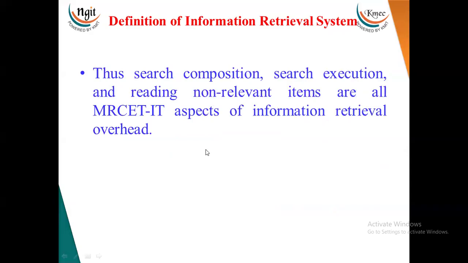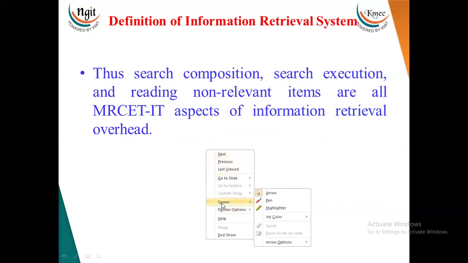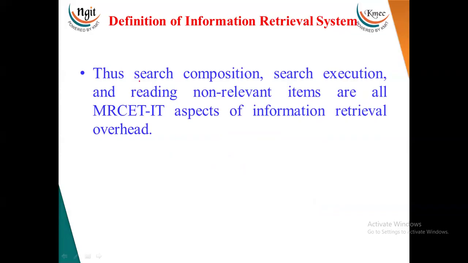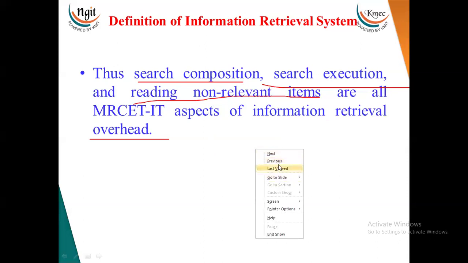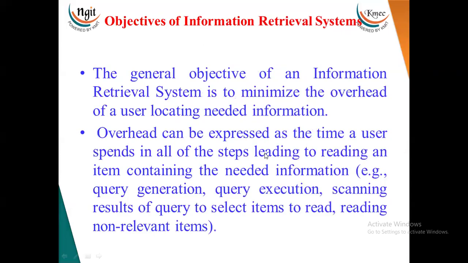Next, the search composition. How are you going to search the data? Okay, how are you going to search the data? The search composition, search execution, and reading non-relevant items are aspects of the overall information system. Whatever it may be, you have to remember what type of items can be used, how they can be searched and how it can be done. Okay, finally we are done with the introduction part. What is an information retrieval system?